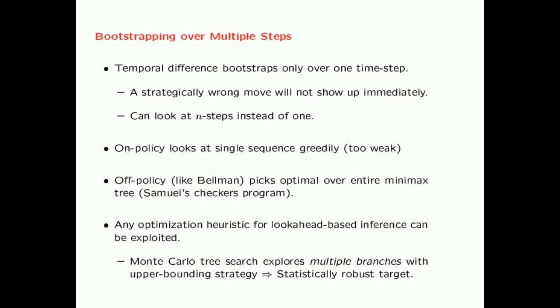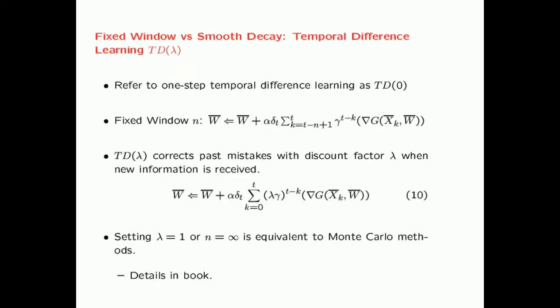In fact, this is what was used by Samuel's checkers program, and this was referred to as TD leaf by later papers. In fact, it was forgotten during the early years. In general, you can use any optimization heuristic for inference. There's a technique called Monte Carlo tree search that is described in the book. You could explore multiple branches, look at the look-ahead evaluations, average these look-aheads, and set up a statistically robust target. You could do all kinds of heuristic approaches in order to do look-aheads.